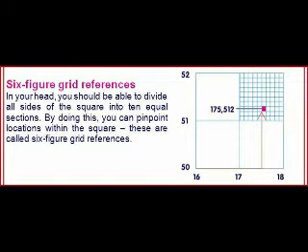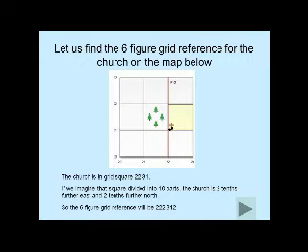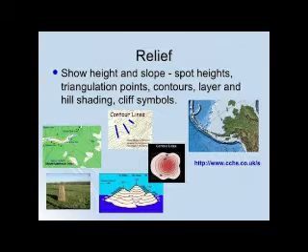Next we come to the 6-figure grid reference. Now you should be able to divide all the sides of the square into 10 equal sections. By doing this, you can pinpoint locations within the square. These are called the 6-figure grid references. Now we'll see an example. We have to find out the 6-figure grid reference of the church. Now the church is in the grid square 2231. If we imagine that the square is divided into 10 parts, the church is 2/10 further east and 2/10 further north. So the 6-figure grid reference will be 222312.